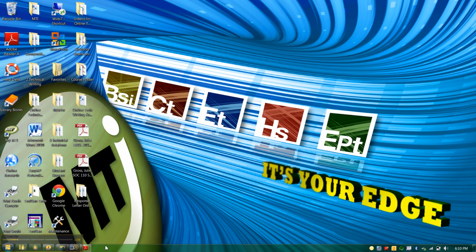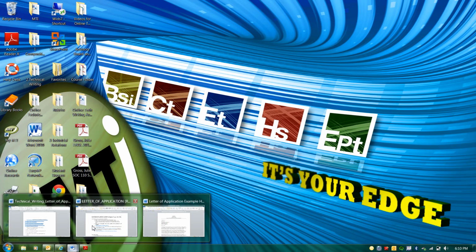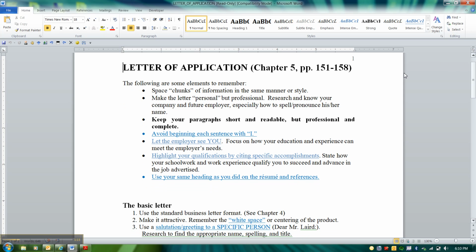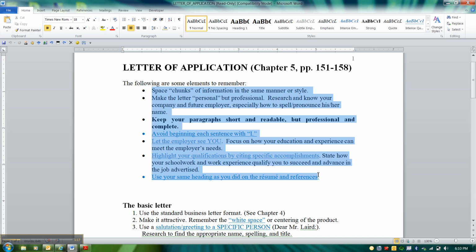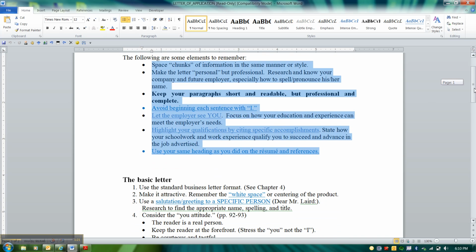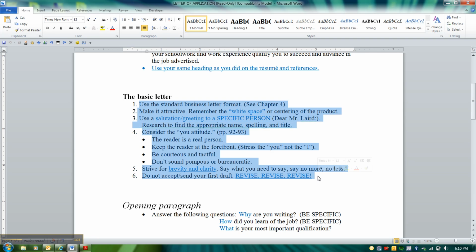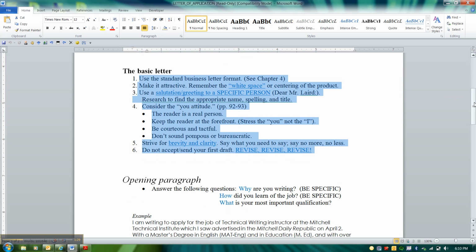On MyMTI, another document that I have downloaded for you is the letter of application assignment, and it gives you some helpful hints. Go ahead and read through these things on your own. It gives you some helpful hints when writing your letter of application, and then it gives you some things about the basic letter. This is I think our 4th letter we've written this semester, so you should have an idea of how to write a basic letter.